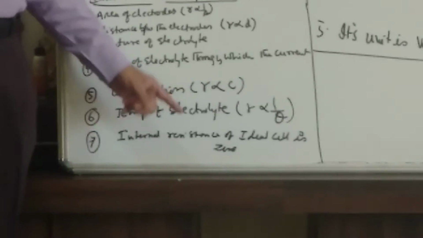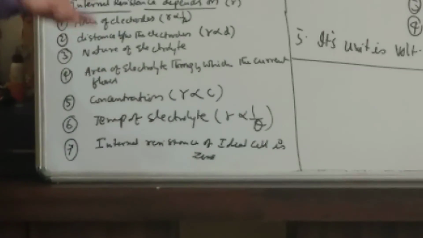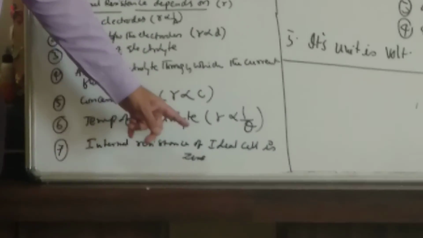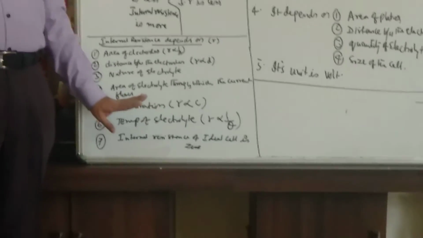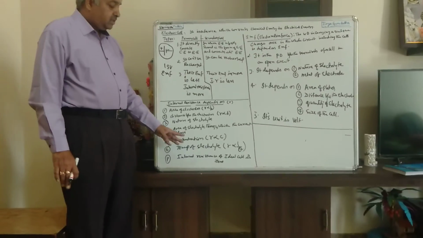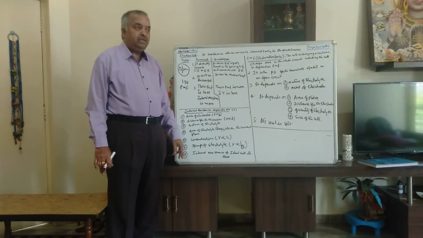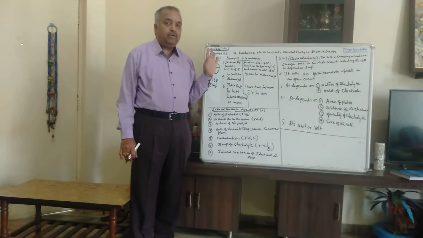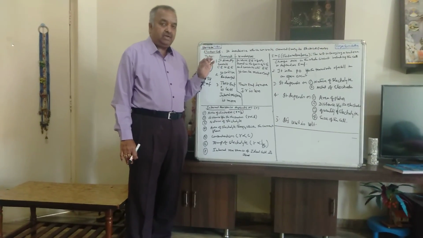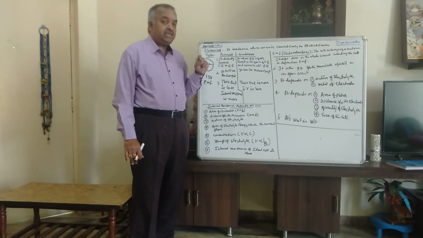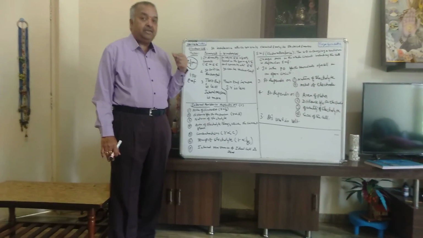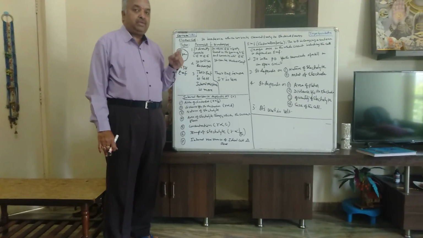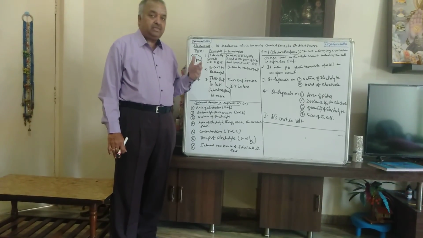Then the temperature of the electrolyte: as the temperature increases, the resistance decreases, inversely proportional. And finally, the internal resistance of an ideal cell is 0. Ideal cell resistance being 0 means it allows more current to pass through it. This is regarding the internal resistance. What happens when cells are connected in series, or in parallel? When cells are connected in mixed groupings, we are going to discuss that in the next topic.